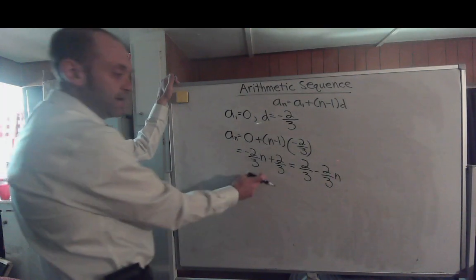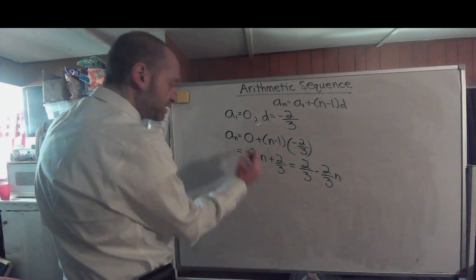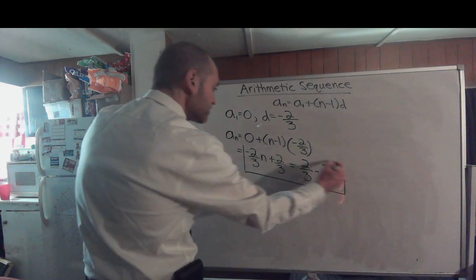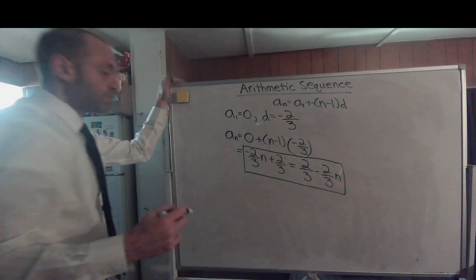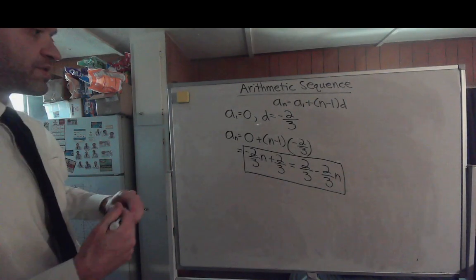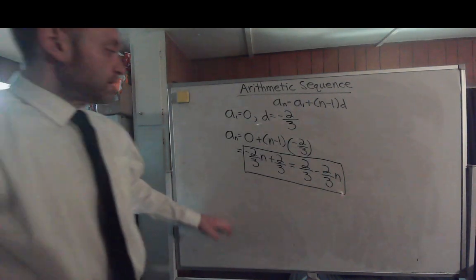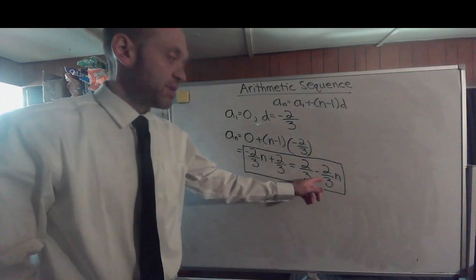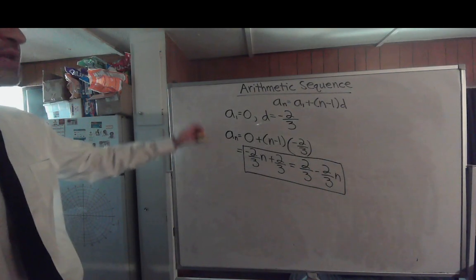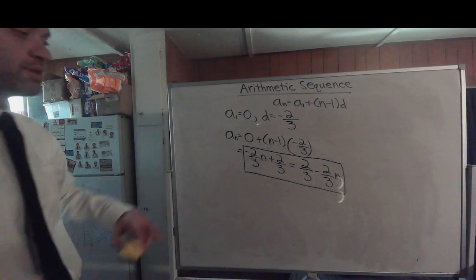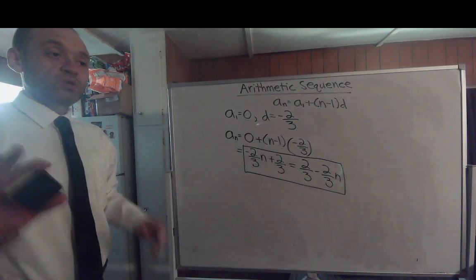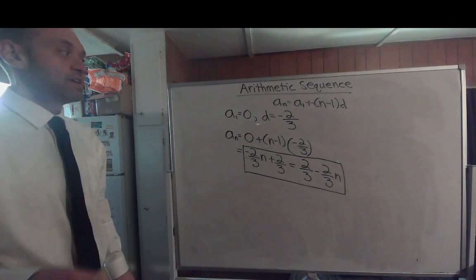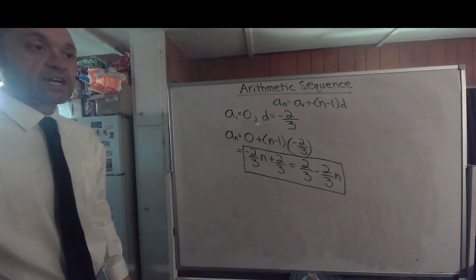Do you want to have the n term first or have your positive term first? Either answer is acceptable. But you'll end up with negative 2/3 n plus 2/3, or 2/3 minus 2/3 n. That would be the formula for this arithmetic sequence. So up till now they've held our hand. They've given us the first term and the common difference.